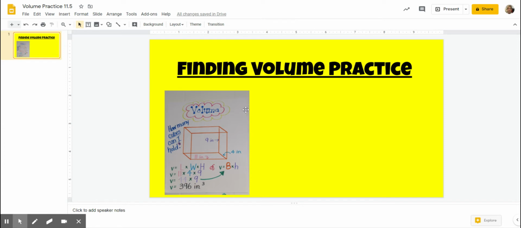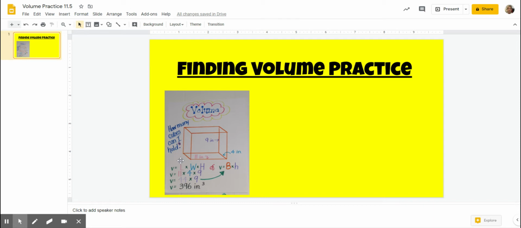So let's just review finding volume. Volume means how much an object can hold. So we're talking about three-dimensional shapes. This is a rectangular prism. I want to know how much something can hold, or how many cubes I can fill that up with if I'm using cubic inches or cubic meters. That's like putting a dice. How many dice or how many boxes of Kleenex can I fit in there?